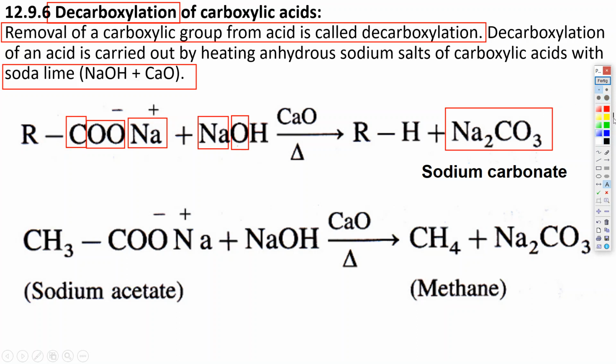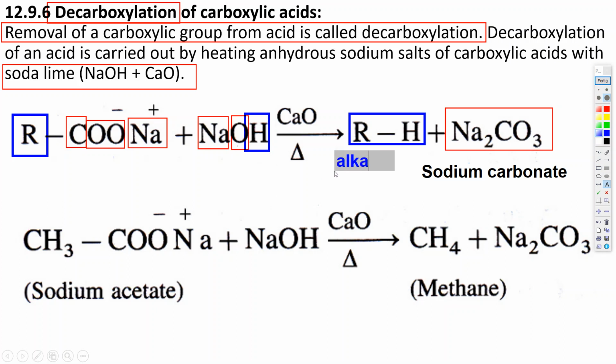See the remaining part, which atoms remain, and just join them. So the remaining part is this R group and an H group. This is the alkyl group plus one hydrogen atom. Then the name of this compound is the alkane. You can also write down this name in your notes. This is the alkane.